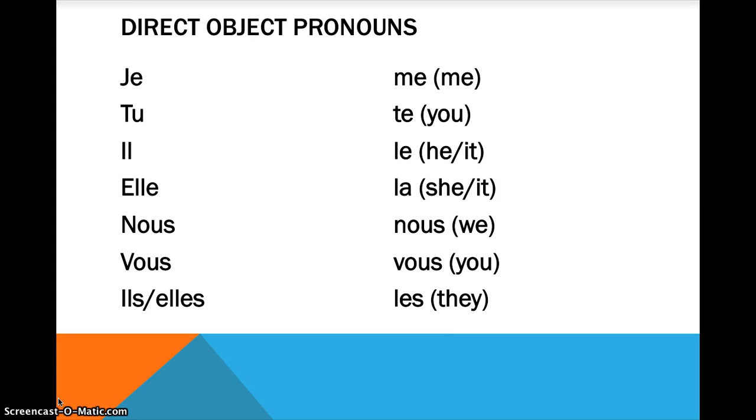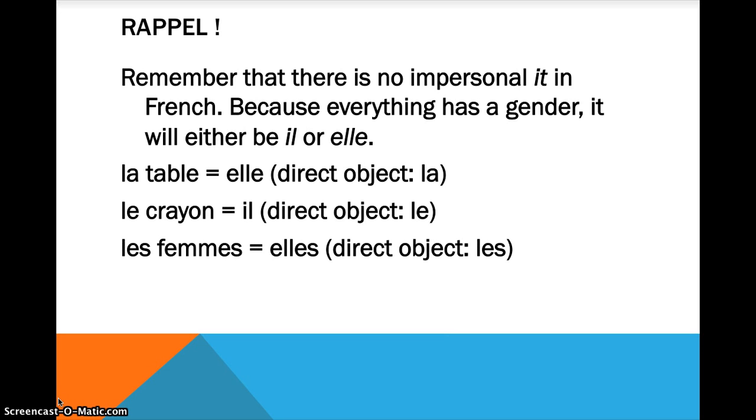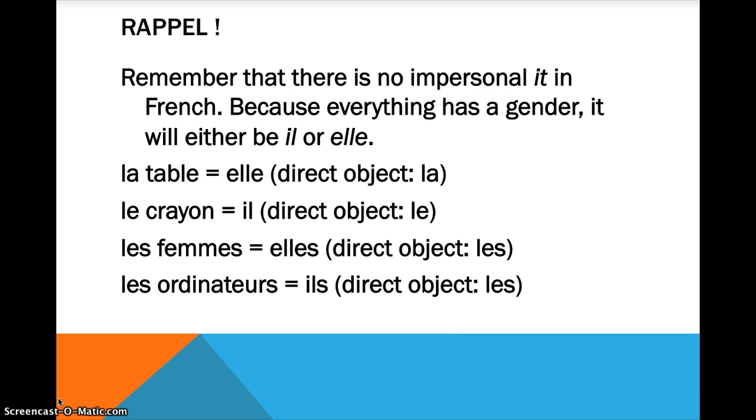Remember that in French, you do not have an impersonal it. Remember that every single thing has a gender. So the table is feminine. So la table is elle. So it's going to be replaced with la. Or le crayon is il. It's going to be replaced with le. Les femmes, elles, replaced with les. Les ordinateurs, ils, replaced with les.